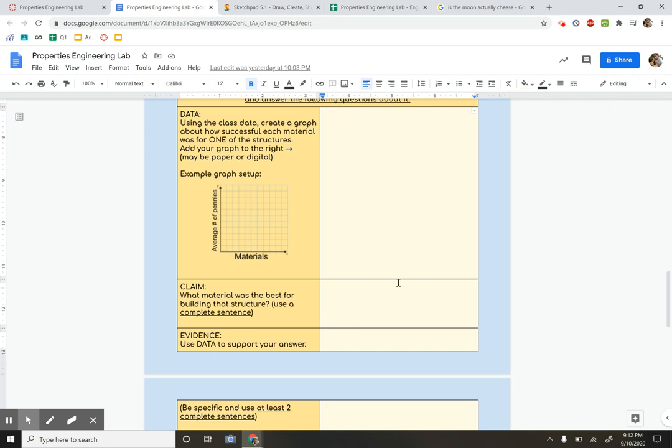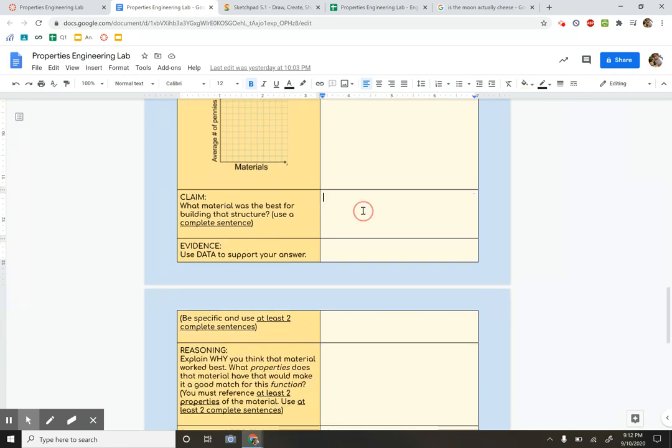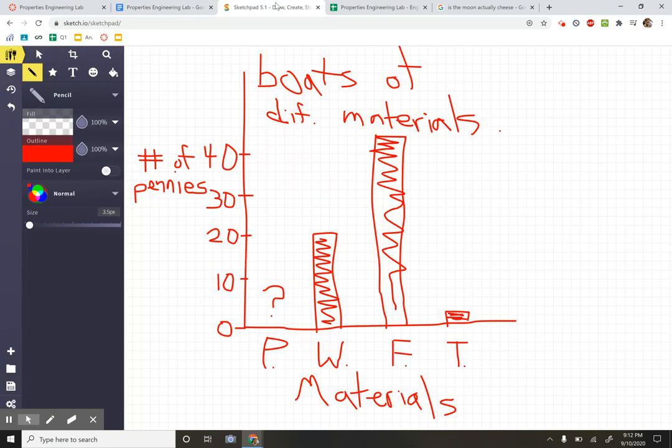All right. The first thing you're going to do is make a claim. What material was the best for building that structure? Meaning, like if you're doing boats, for building a boat, or if you're doing bridges, for building a bridge. And it says use a complete sentence. For this, you might be thinking, which one did I think did the best? Well, there's a place you can go look. You can go look at your graph.